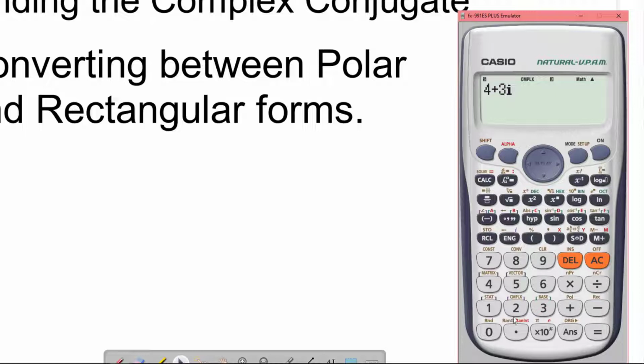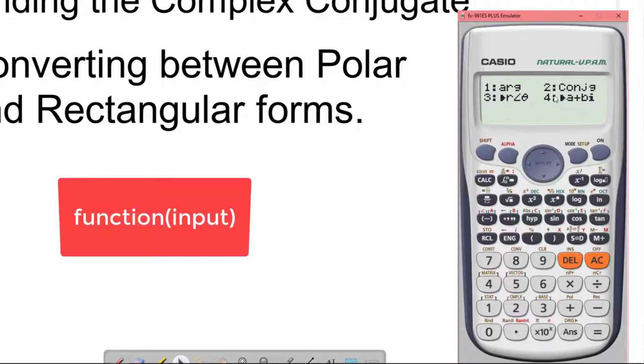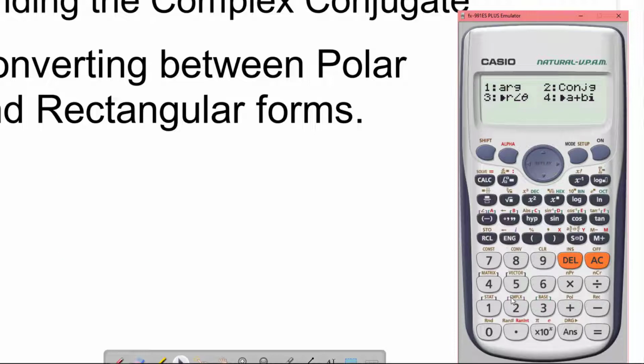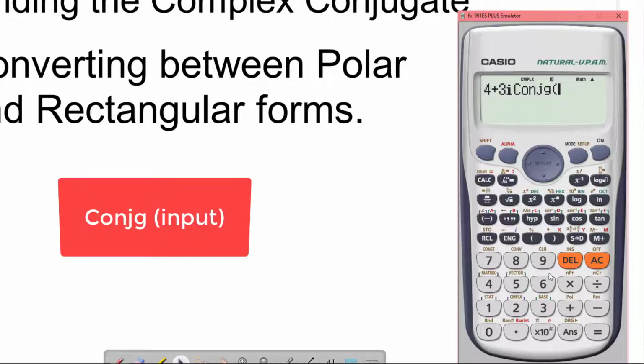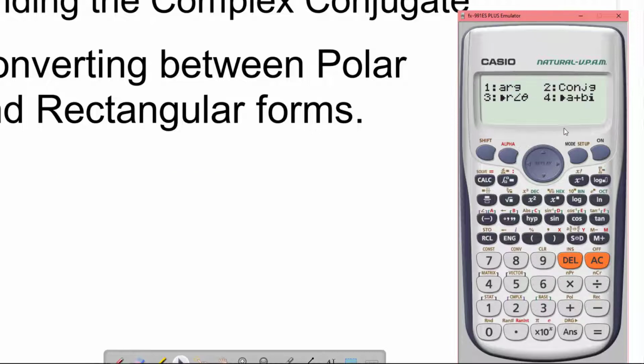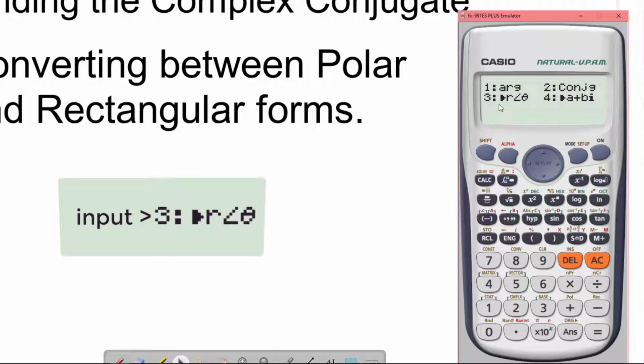Unlike for 1 and 2, which are functions, so we need to press conjugate first if we were to find the conjugate of a number, we'll have to press the conjugate first and then enter the number here. But for 3 and 4, you rather enter the complex number first and then you use options 3 and 4.